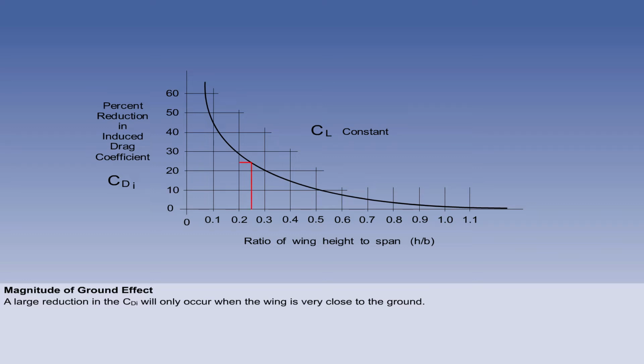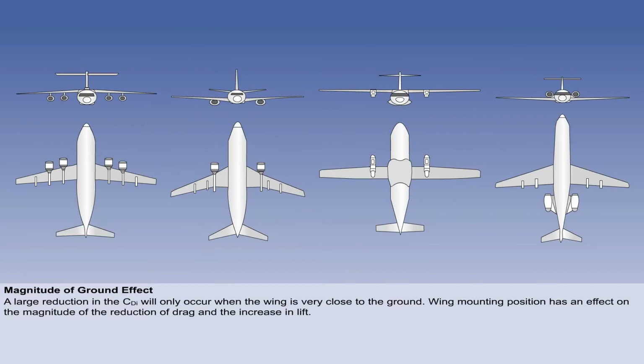As the height comes down to 10 meters, a ratio of 0.25, the CDI has dropped by 23.5%. But at 4 meters, a ratio of 0.1, the induced drag coefficient has fallen by a substantial 45%. The height of the wing above the ground when the aircraft is in the landing attitude is determined by its mounting position on the fuselage. From the graph just used, it was seen that the last few meters of descent make a big difference to the reduction of drag coefficient. So it can be said that low-wing aircraft will experience a greater degree of ground effect than high-wing aircraft.